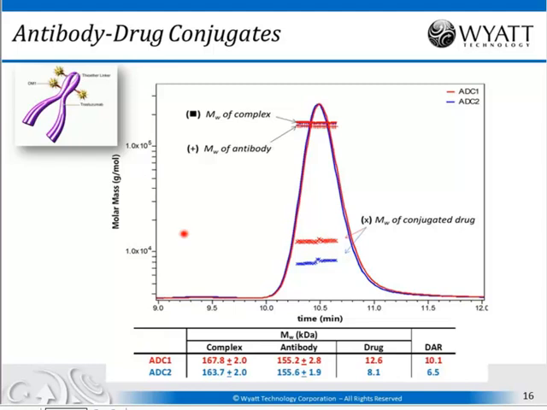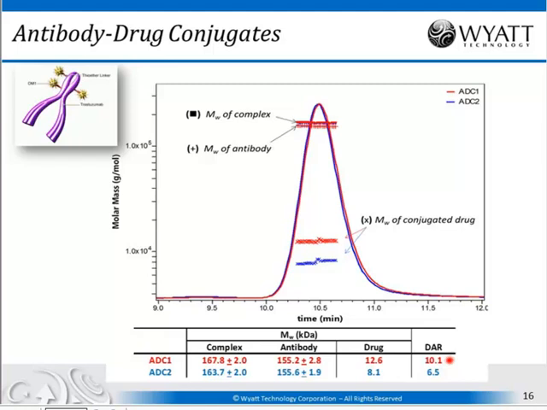You'll notice this is a logarithmic scale, so these are very different. And then by analyzing down here in the table, the molecular weight of the antibody, the molecular weight of the drug linker, if we know the molecular weight of the individual drug and linker molecules, we can then determine the ratio, the drug to antibody ratio here.